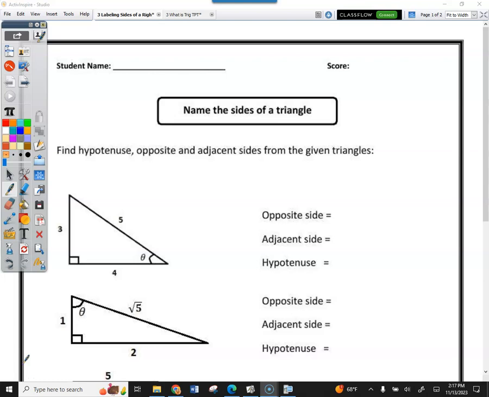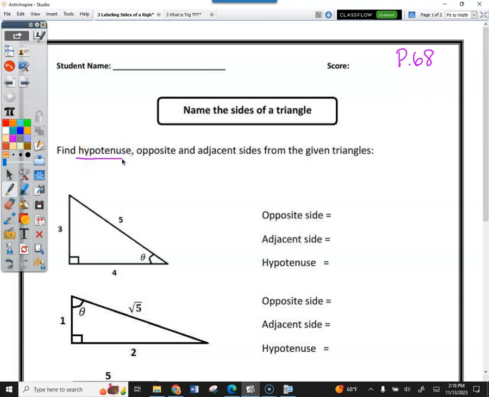Okay, this is page 68, and this is going to be your favorite worksheet because you're going to end up wanting a whole quiz or test on it. This worksheet is dedicated to just labeling the sides of a right triangle. When we say labeling the sides, we mean the words opposite.